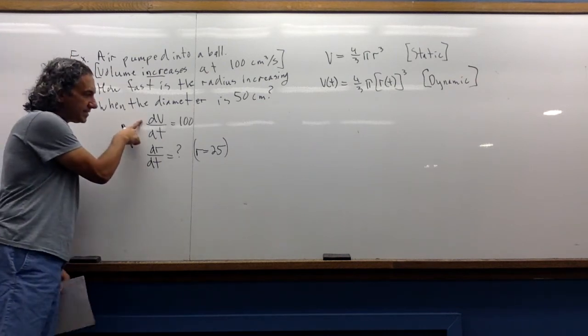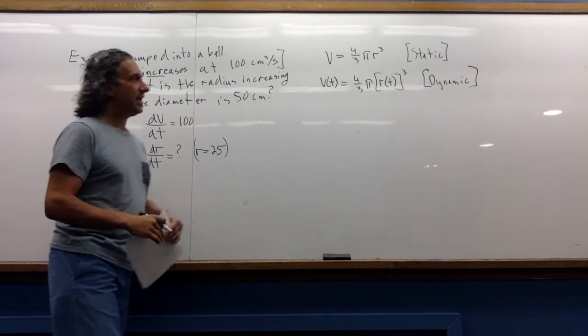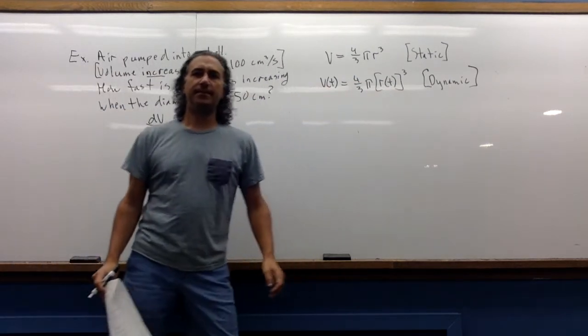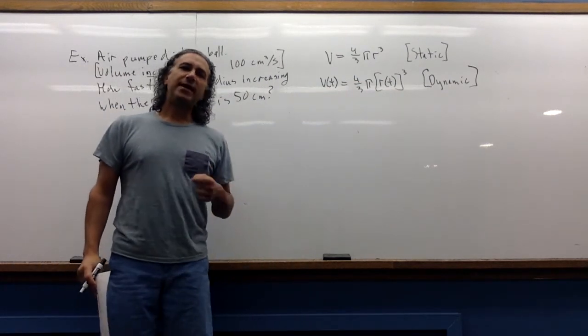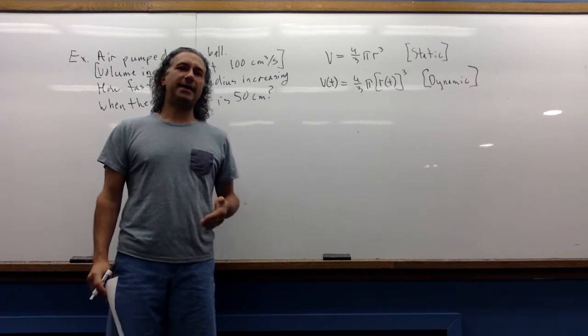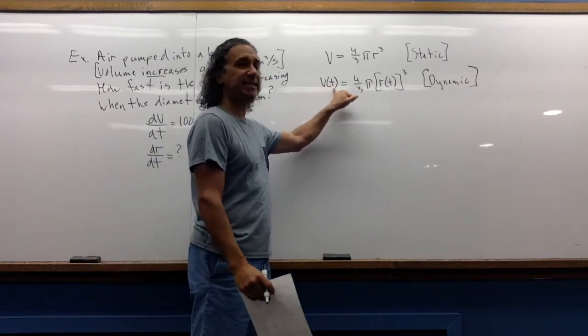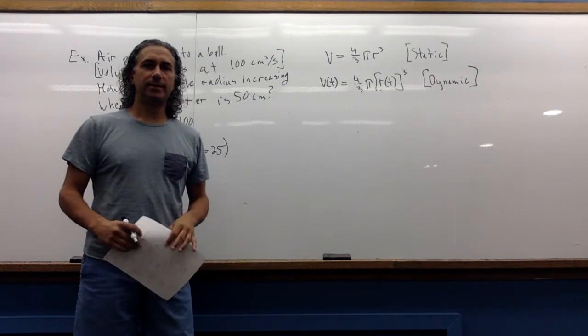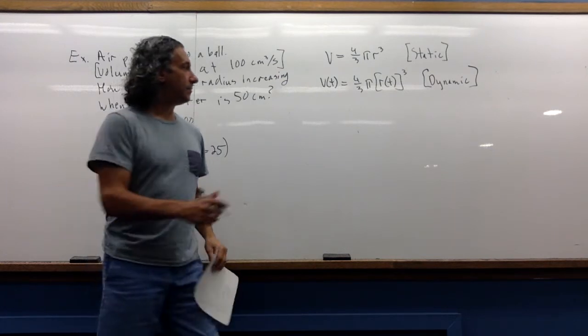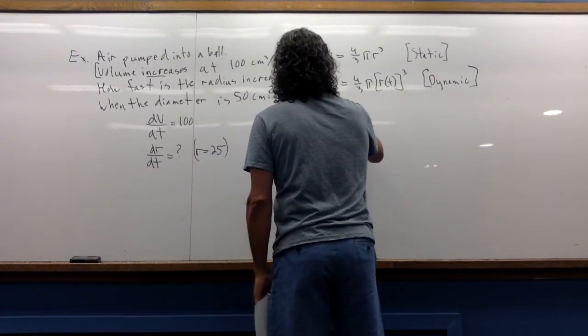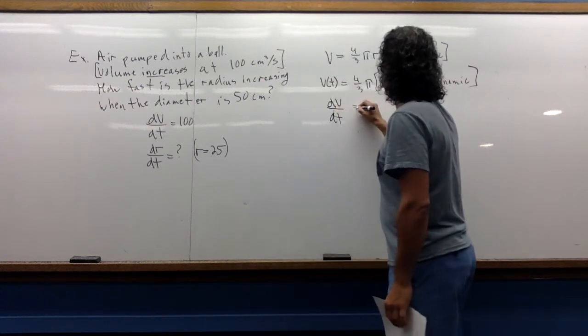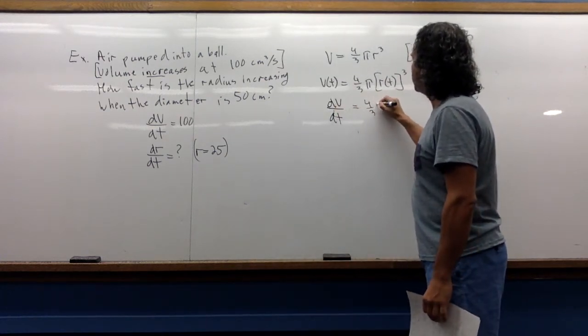Well, I know this, and I'm looking for this. This relates V of t and r of t. Well, if I now take the derivative of both sides, won't I have a dV/dt in there somewhere? Yeah, I will. Taking the derivative of both sides, dV/dt is 4/3 pi.